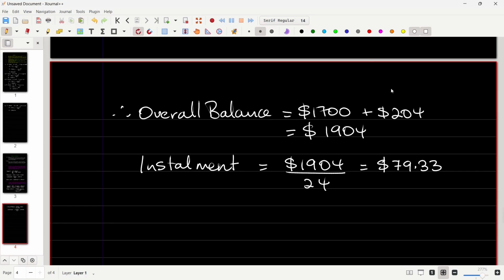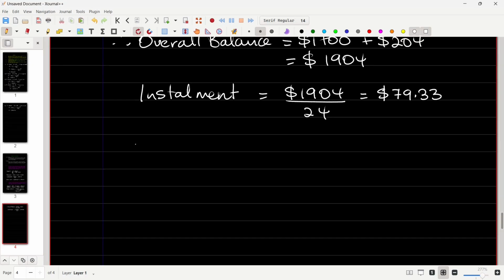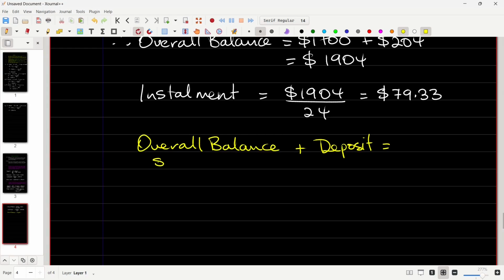Look at how much she actually pays for everything. If we take the overall balance, and I'm writing this in yellow now, and we add it to her deposit, notice that what we will get is, well, this one here was 1,904, and then we're adding that to 300.